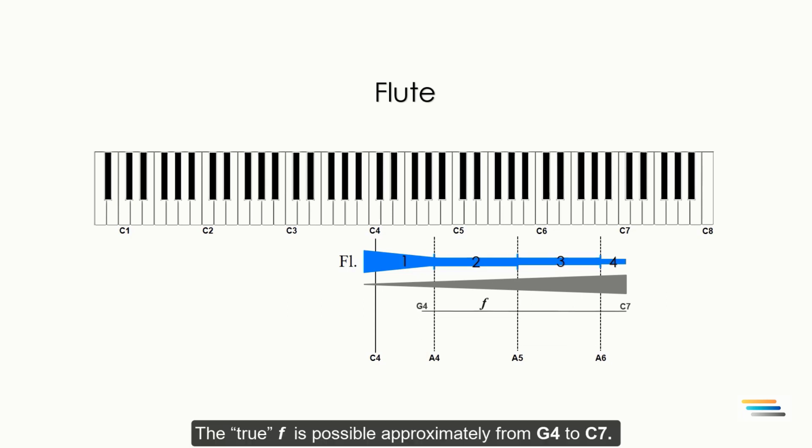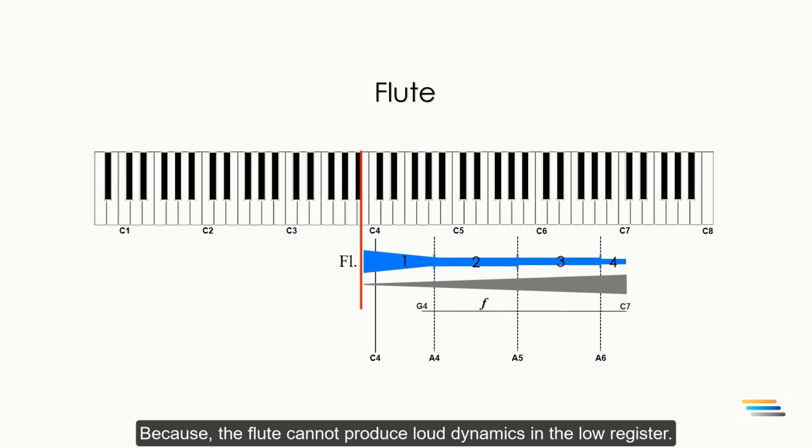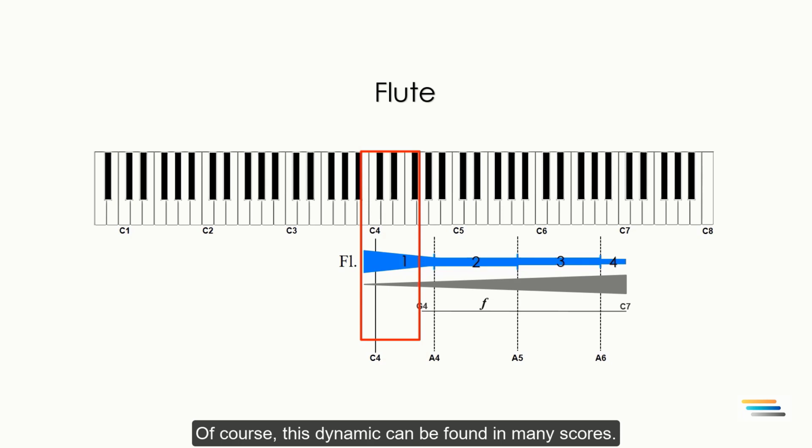The true forte is possible approximately from G4 to C7 because the flute cannot produce loud dynamics in the low register. You should be aware that if these notes are written at forte dynamic, the actual performance will be softer than the indicated dynamics. Of course, this dynamic can be found in many scores, but they are just relative dynamics, which means players should play as loud as possible.